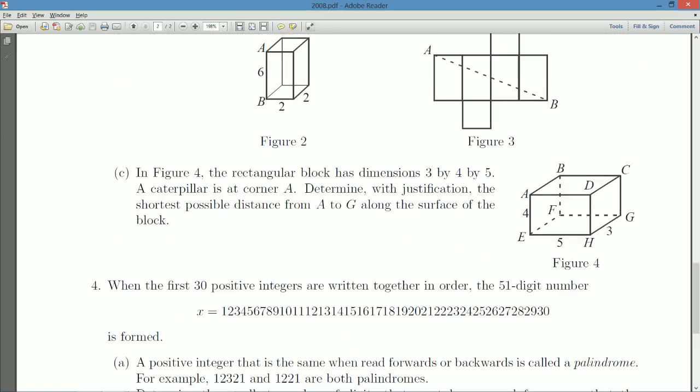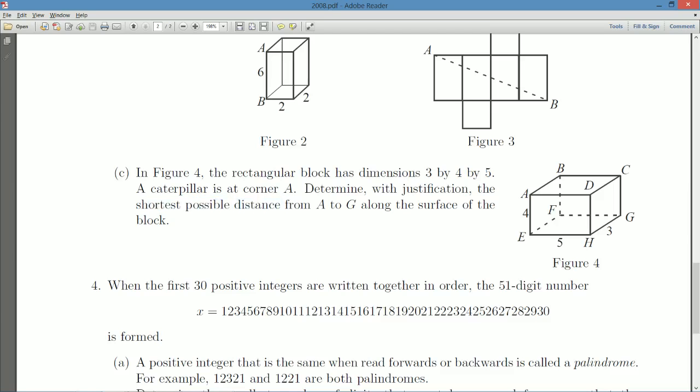All right, C part, the last part of question number 3. In figure 4, which we have over here, the rectangular block has dimensions 3 by 4 by 5. I smell a 3, 4, 5 triangle coming up. A caterpillar is at corner A. Determine with justification the shortest possible distance from A to G along the surface of the block. Okay.